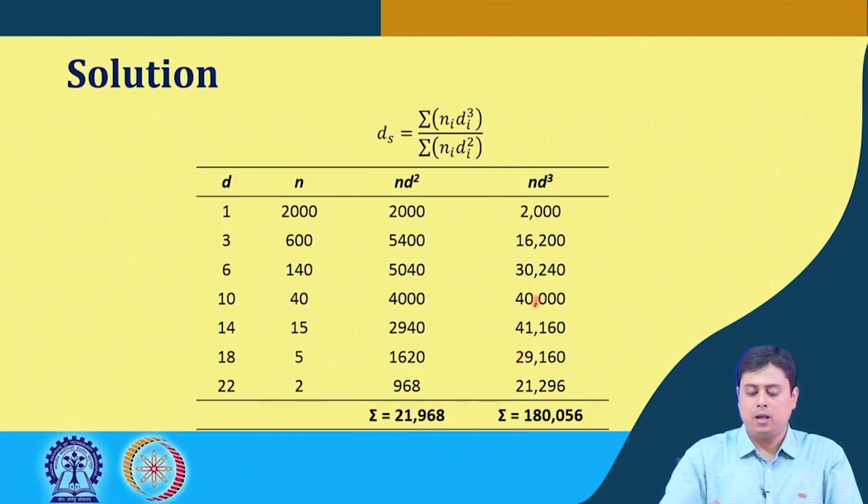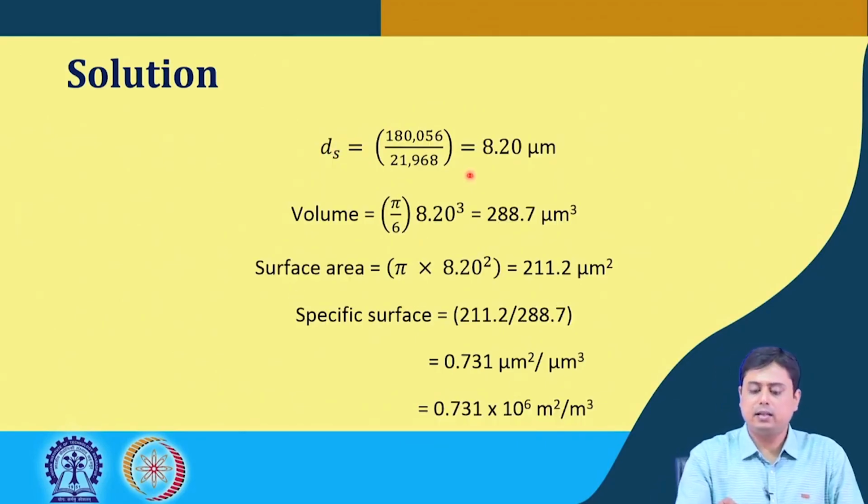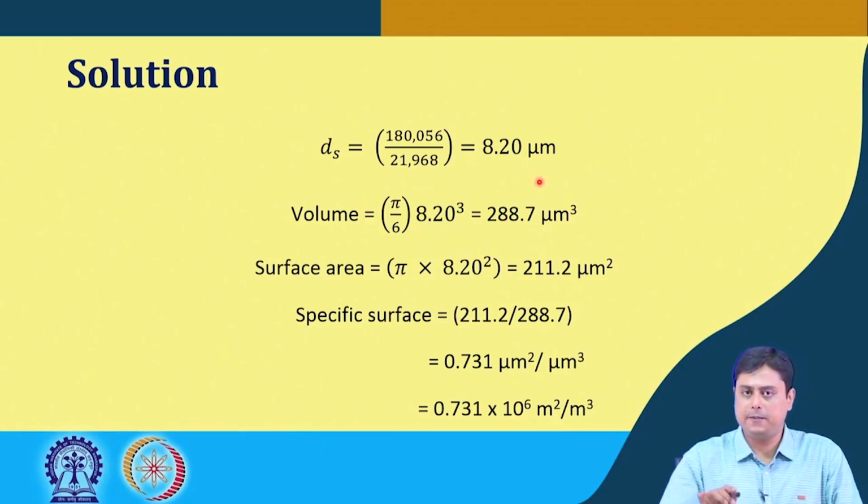So this overall value of 180,056 and 21,968, this ratio gives us the value of ds. So ds comes out to be 8.2 micron. This is the surface mean diameter.